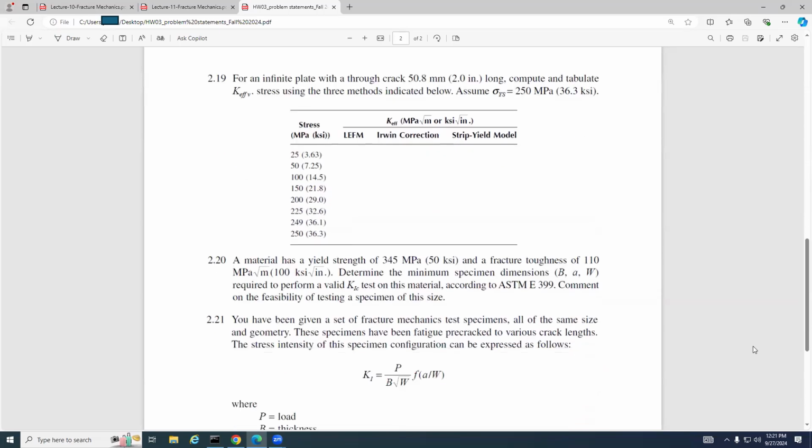The 2.20 and the 2.20, these are small scale yielding, okay? Here in 2.20, determine the minimum specimen dimensions B, a, and W required to perform a valid K on the material. What does that mean? It means under what condition small scale yielding is satisfied. So this is 2.20. And I will give this one to you, 2.21.